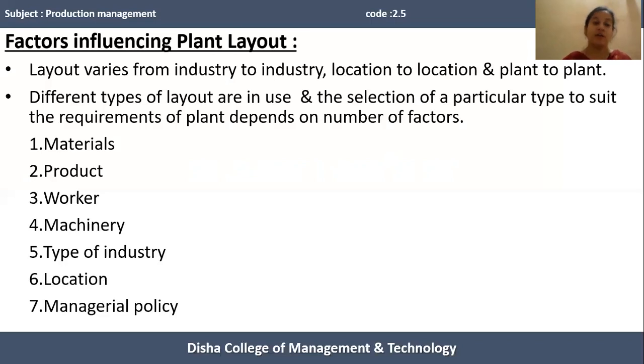The factors are materials, product, worker, machinery, type of industry, location, and managerial policy of the organization. If the production manager considers these factors while designing the layout of the plant, then we can say that that plant layout is a good one or an ideal one, and that provides maximum operating efficiency to the organization. Means the firm is capable of producing more quantity of goods in less time or at less cost. Let me discuss various factors that influence plant layout one by one in detail.